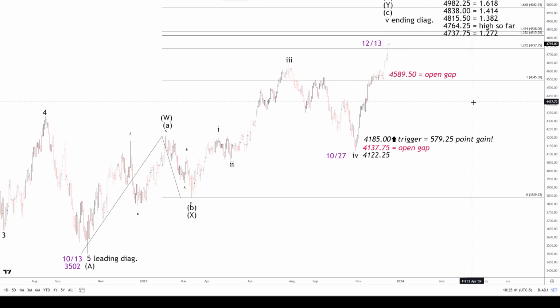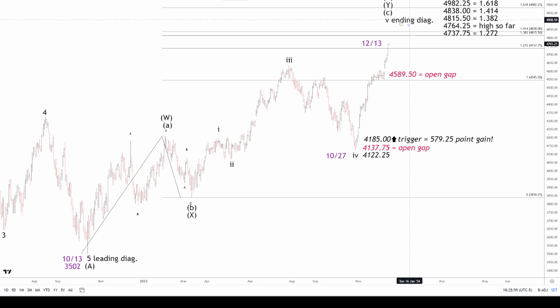By the way, speaking of triggers and targets, the last trigger we got was the upward trigger at 41.85. We haven't seen another one up or down. So far that's produced almost a 600 point gain from the time we saw it way back here. Okay, there's the most recent high.